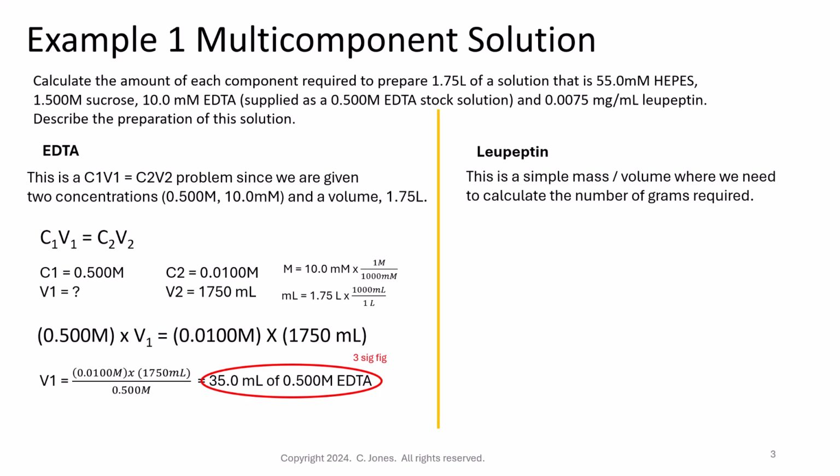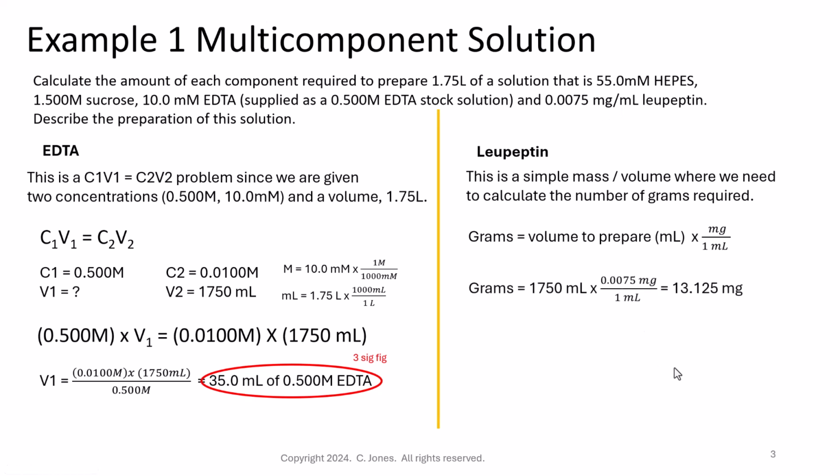Some balances do have a display feature where you can actually display the weighed value in milligrams, but ours do not do that. So we need to have all of our final calculations in grams. So this is a fairly straightforward problem. If you recall from segment 2, grams will be equal to the volume to prepare in milliliters times milligrams per 1 mil, since our unit is per mil of leupeptin.